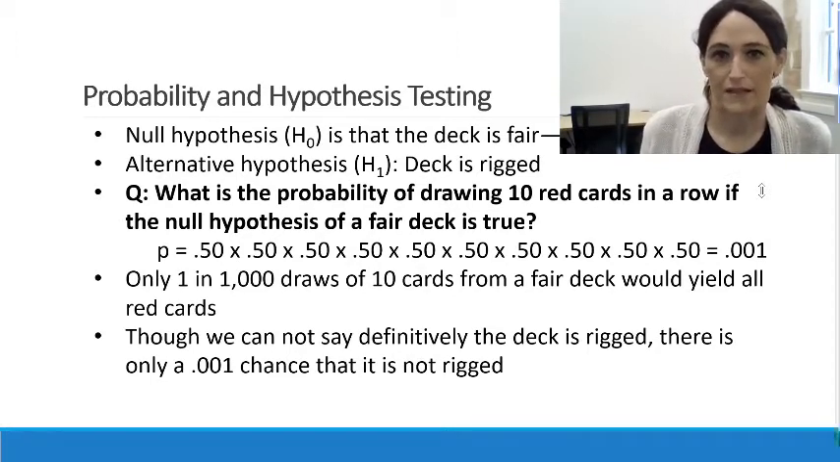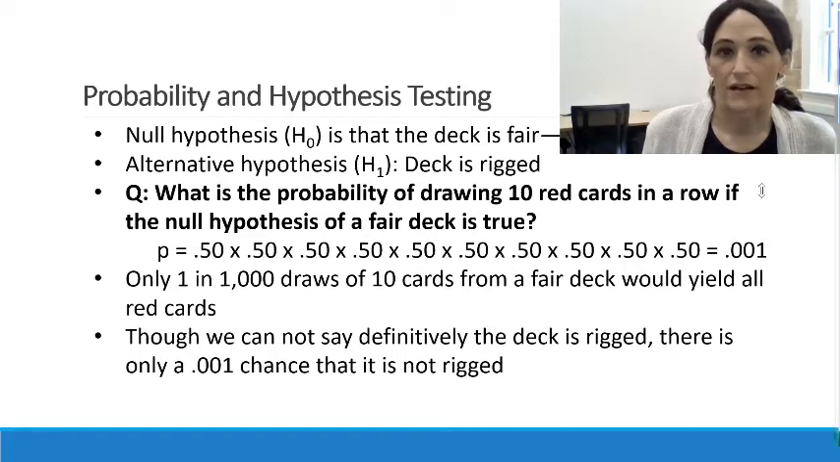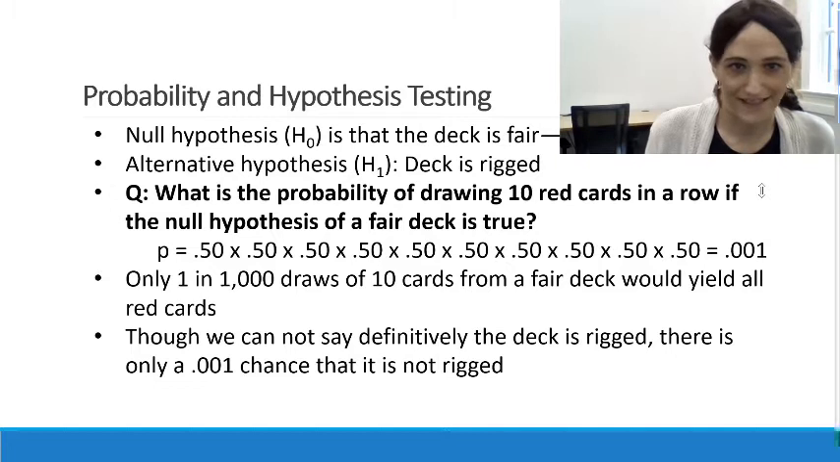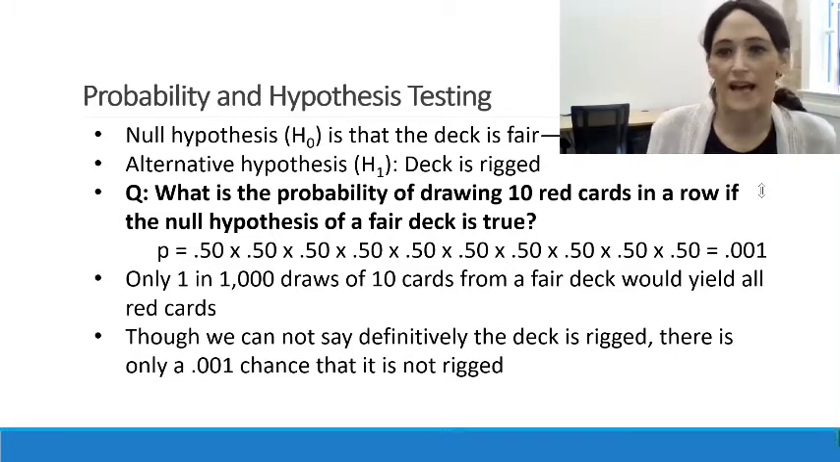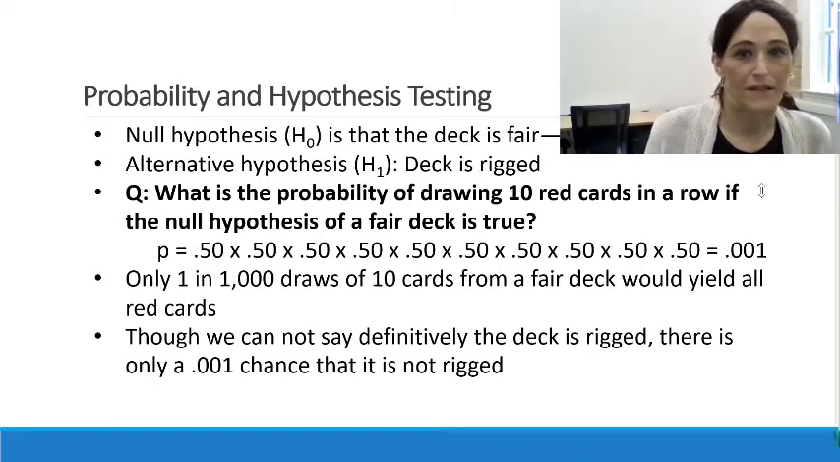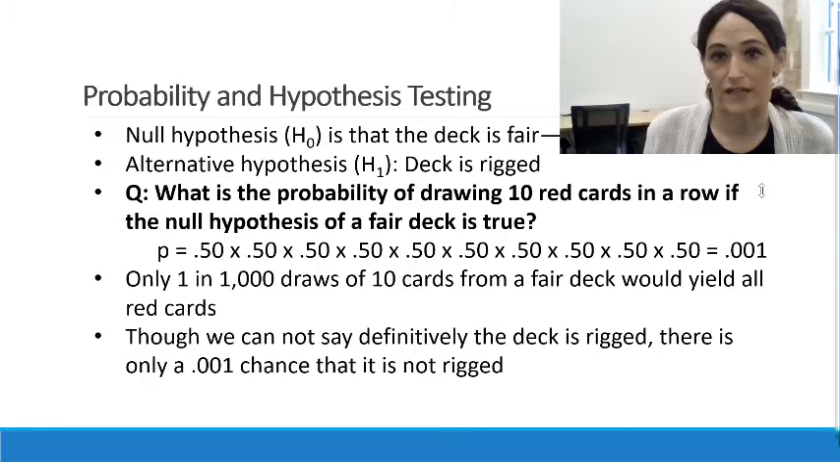One way to think about this is the deck of cards, when we wanted to test a null hypothesis that the deck is fair, meaning that there's nothing faulty with the deck, no tricks being played here. The null hypothesis is that the deck is fair, that it's not rigged. Our alternative hypothesis is that the deck is rigged, okay? So we're going to say innocent until proven guilty. What is the probability of drawing 10 red cards in a row if the null hypothesis of it being a fair deck is true?